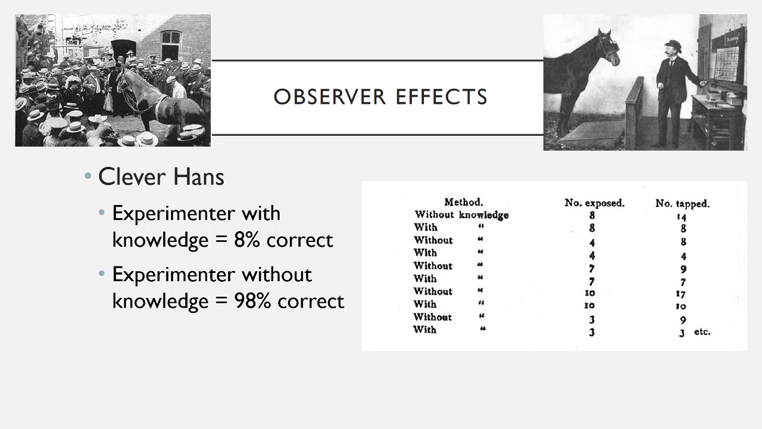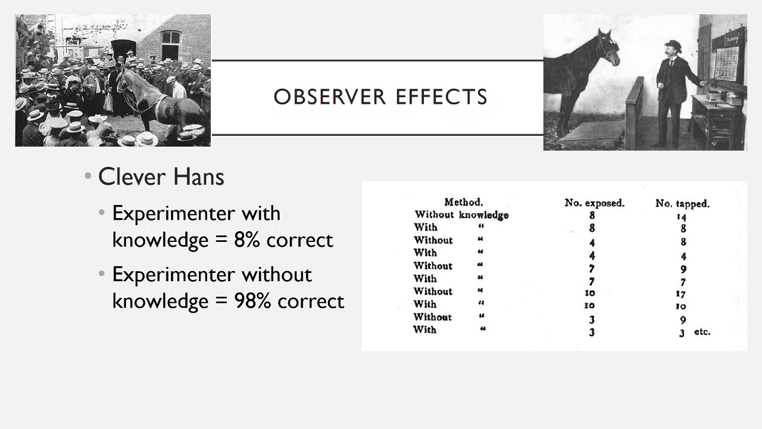Here's the problem. Hans was doing math problems when the person who was recording his answers knew when the answer was correct. So Hans was clapping out the number of times that it would require to get to the answer of the math problem. Imagine you, the observer, notice that the horse is getting closer and closer to the correct response. You might unconsciously start to get tense. You might unconsciously start to light up. You might unconsciously start to give a signal to the horse that he was getting close to the answer.